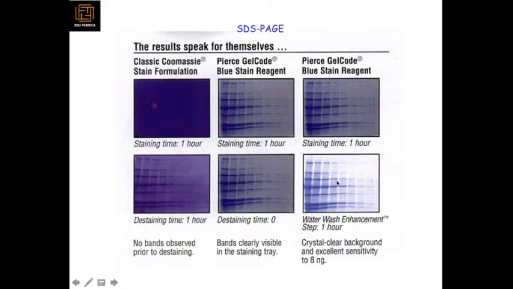And this is the classic Coomassie dye stain formulation. This is the Pierce Gold Blue stain, and this is also the Pierce Gel Gold Blue stain reagent. These are stained for 1 hour, and then destained for 1 hour. No bands were visible prior to destaining here. Bands were clearly visible in the staining tray in this case. And after the wash enhancement step, a crystal clear background was present, with detection down to 8 nanograms.